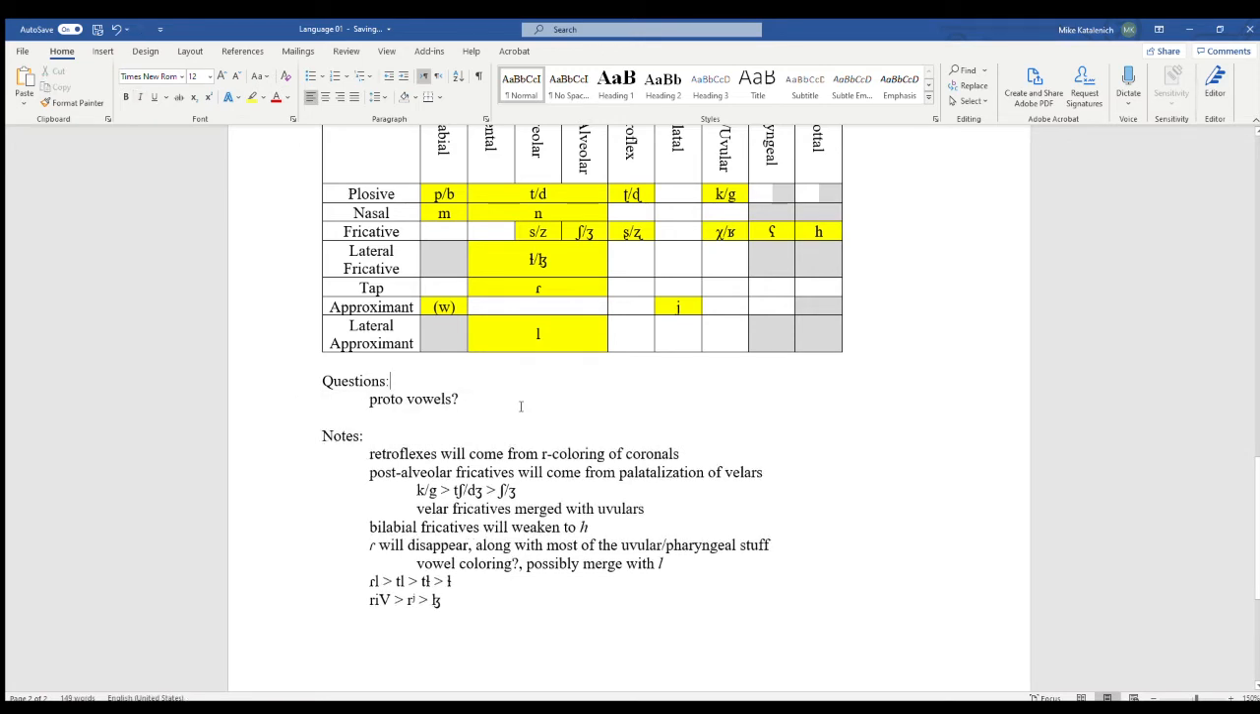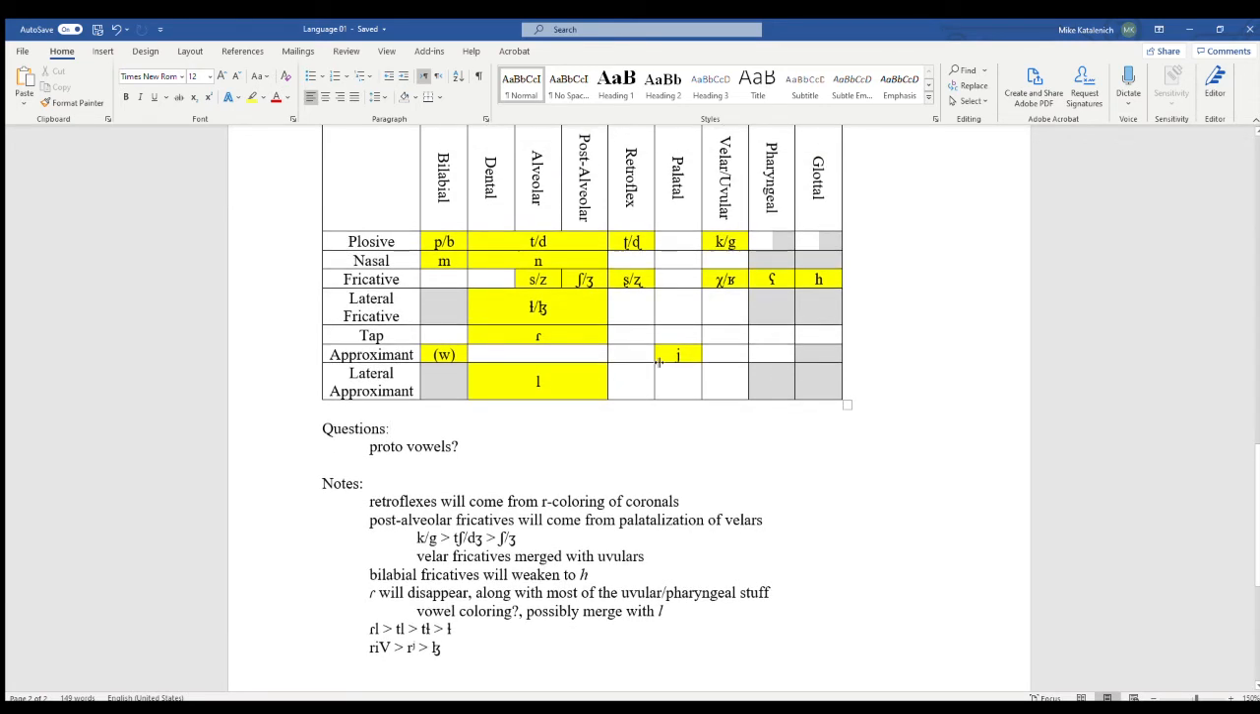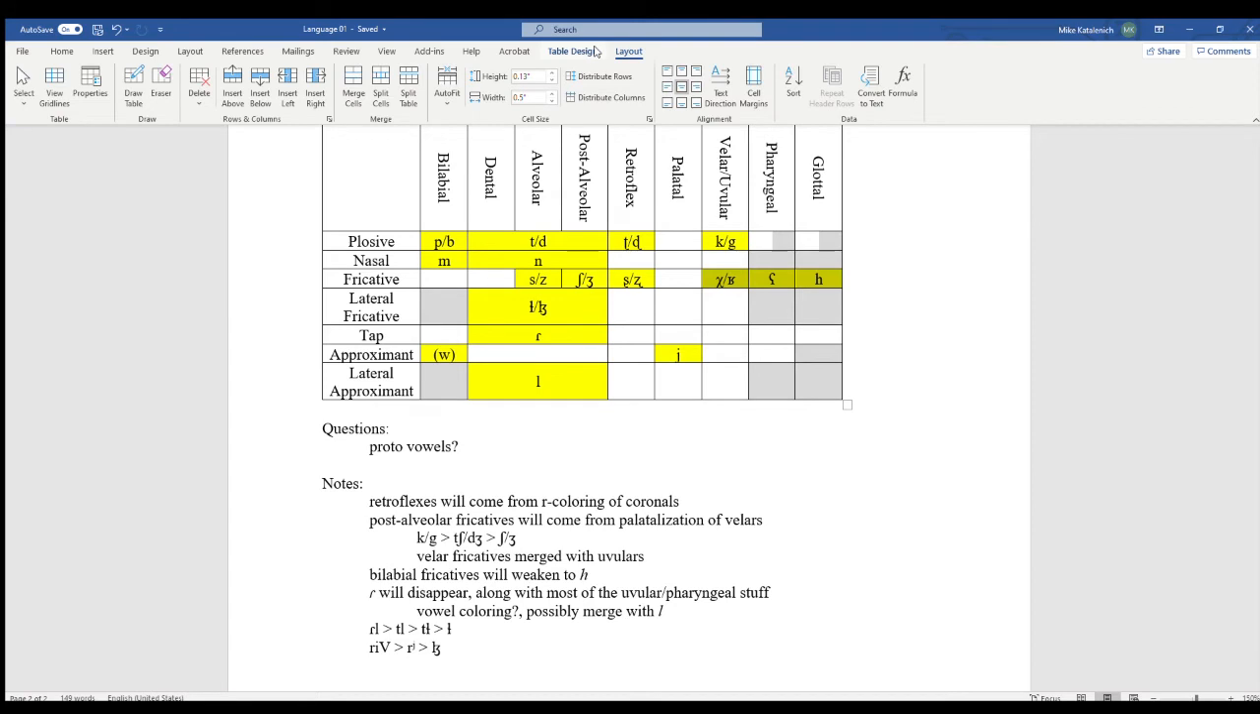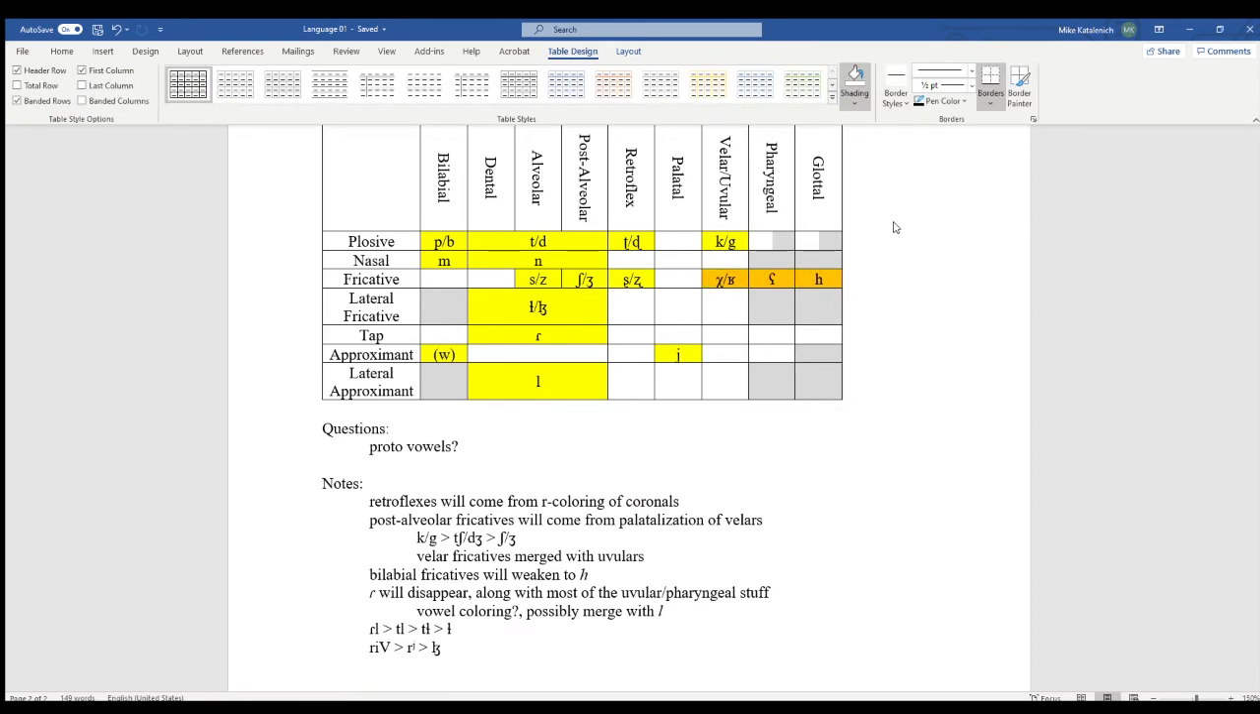And is that all of the consonant questions? Let me just make sure I haven't overlooked anything really important. So we're starting with these, and we're going to lose them. I'm going to mark those as red. We might not fully lose them, but they're something that's going to get messed with a lot. Actually, those ones.